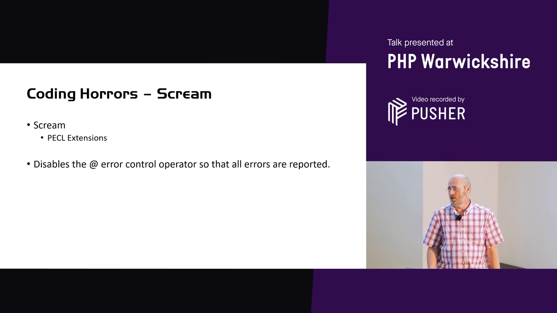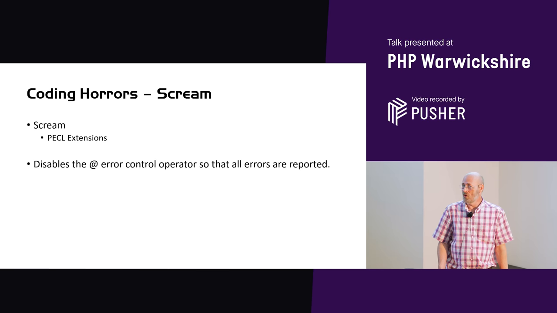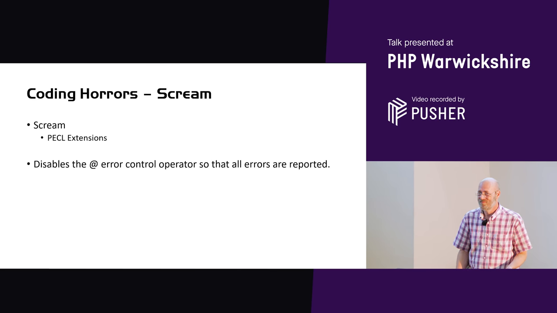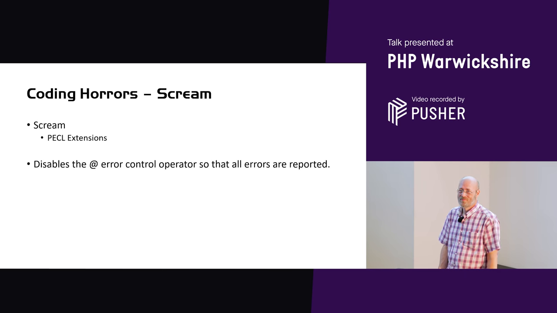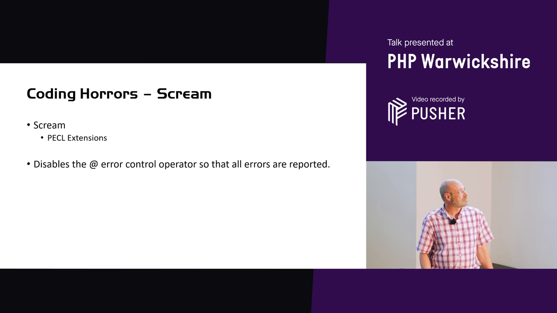Scream is a PECL extension. Scream disables at, it prevents at from working. So your code will start displaying the error messages and you can actually work through and fix them and handle them cleanly. It allows you to identify everywhere in the code base where it's being used, which does make it quite useful. Apparently you can do the same using xdebug, but I couldn't tell you how for the life of me off the top of my head.